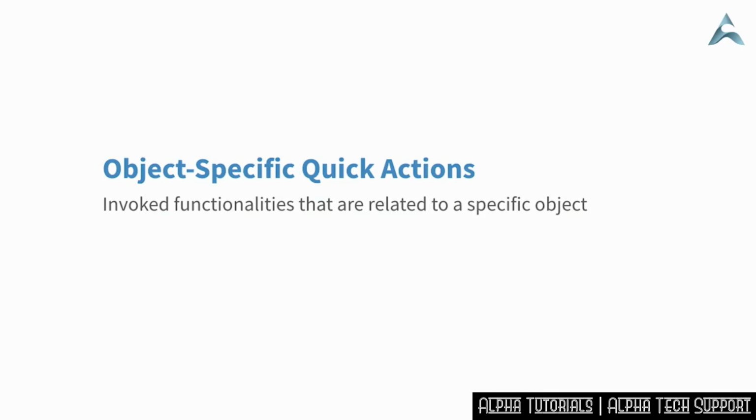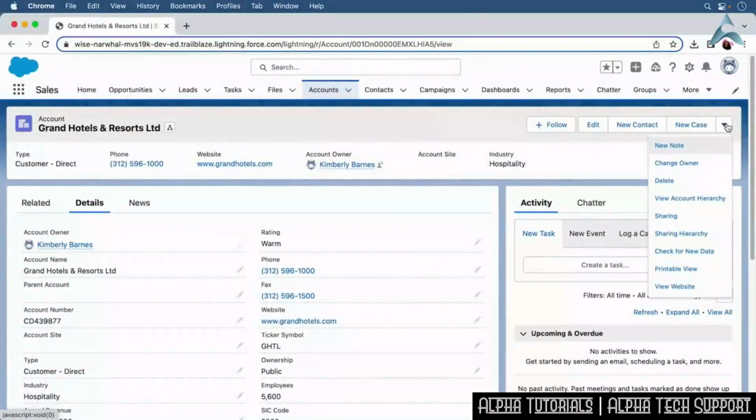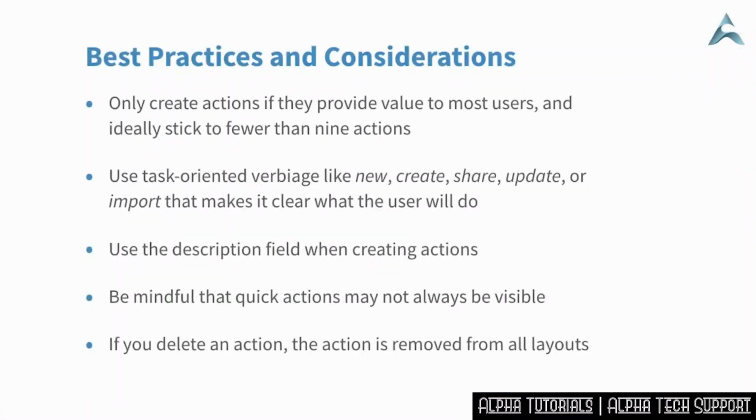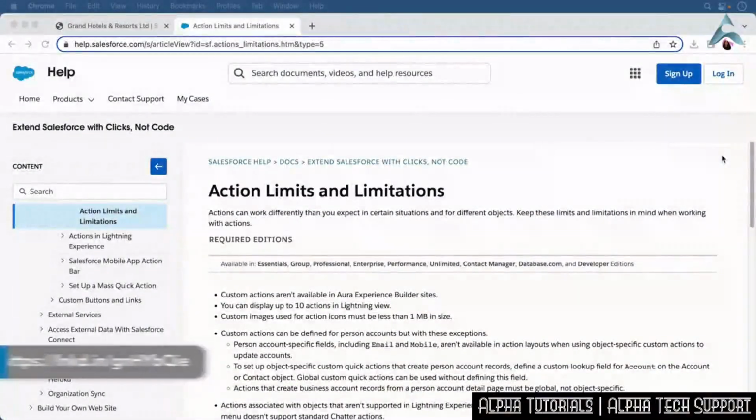For example, if I am on a specific object like accounts, I can select an action that would create a contact for that account with a specified account lookup filled in. Salesforce does come with out-of-the-box actions, but you can also create custom quick actions. Actions can be seen on a record page, on the assistant of the homepage, Chatter, and on the Salesforce mobile app. Please review best practices and considerations to ensure that the users are getting the most out of their quick actions. You can also check out quick action limitations on the Salesforce help page.